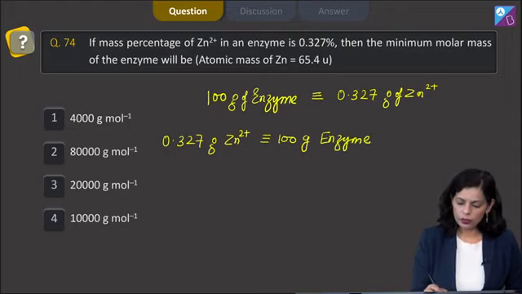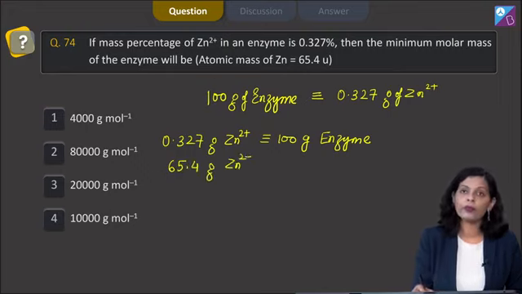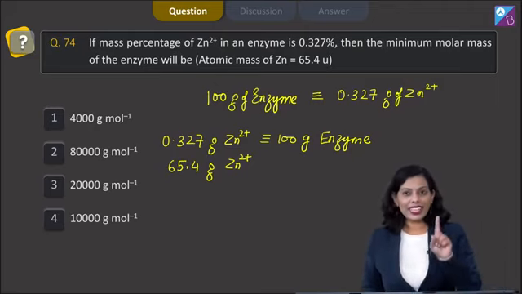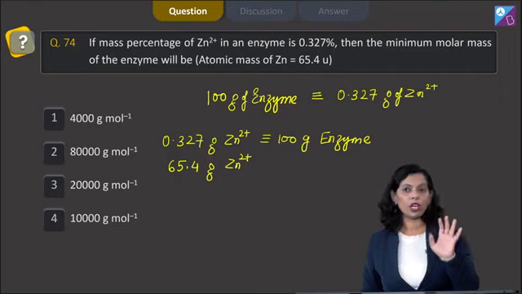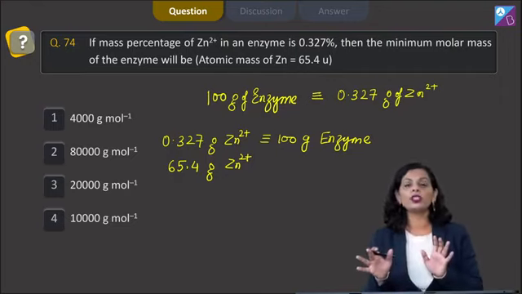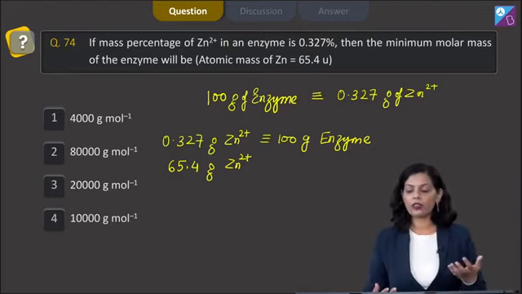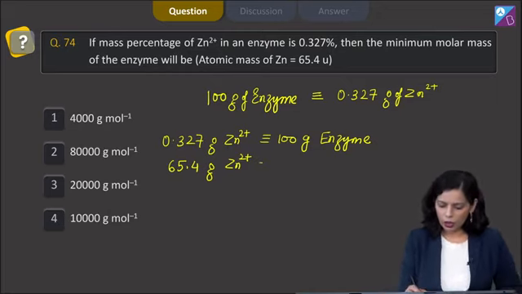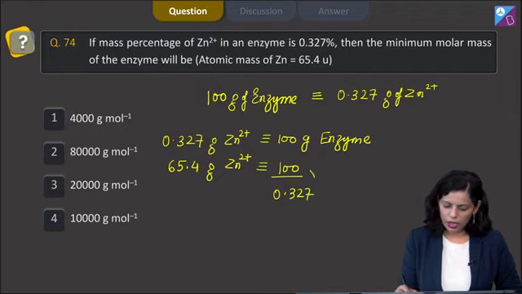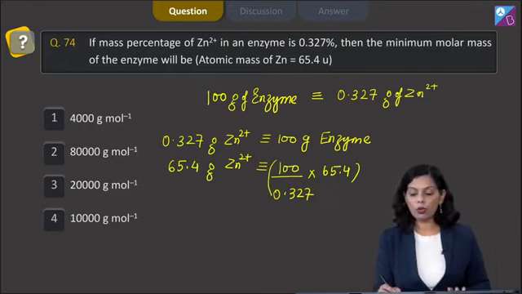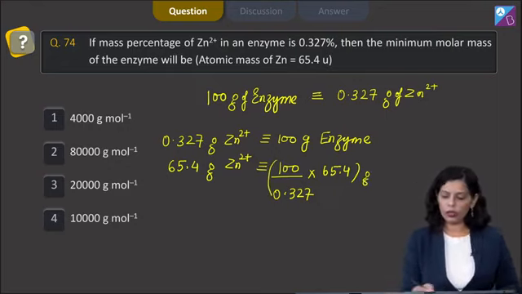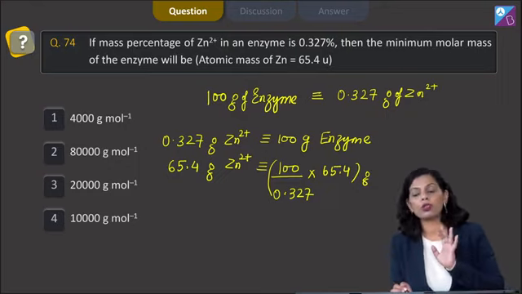So if it was 65.4 gram of Zn2+ ion, why am I taking it this way? Because at least one ion would be there inside one molecule, right? So on the basis of this, whatever the mass you will be getting here would be the molar mass of that given enzyme, right? And on the basis of that, you can find out your final answer, right? Okay. So 100 upon 0.327 into 65.4. This would be the amount of the enzyme there, and now the same would be the minimum molar mass of that enzyme, okay?